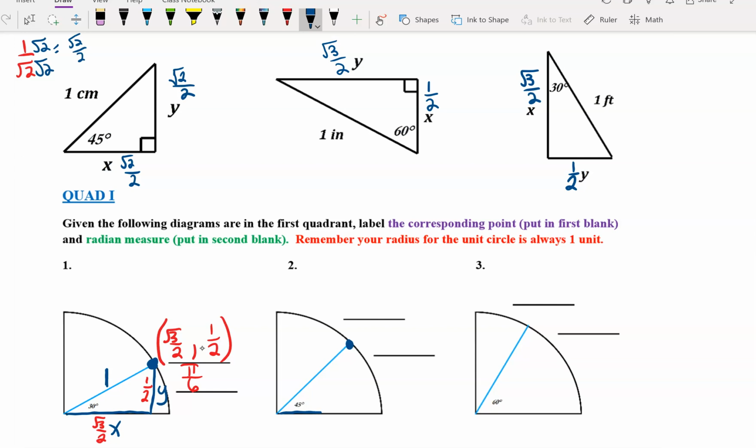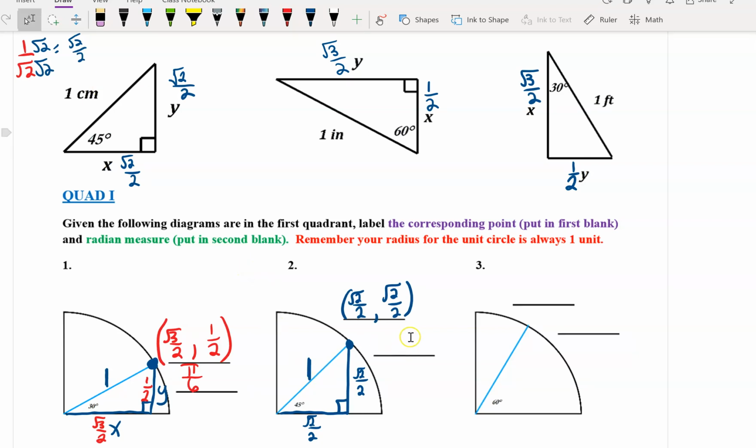This is the length for the x. This is the length for the y, and I should have done a little right angle there. These are supposed to be right triangles. Here we have a 45, 45, 90 triangle. The radius on the unit circle is always 1. And the sides, we did this up here, the sides are going to be root 2 over 2 on both of these. So the x coordinate is root 2 over 2, and the y coordinate is also root 2 over 2.